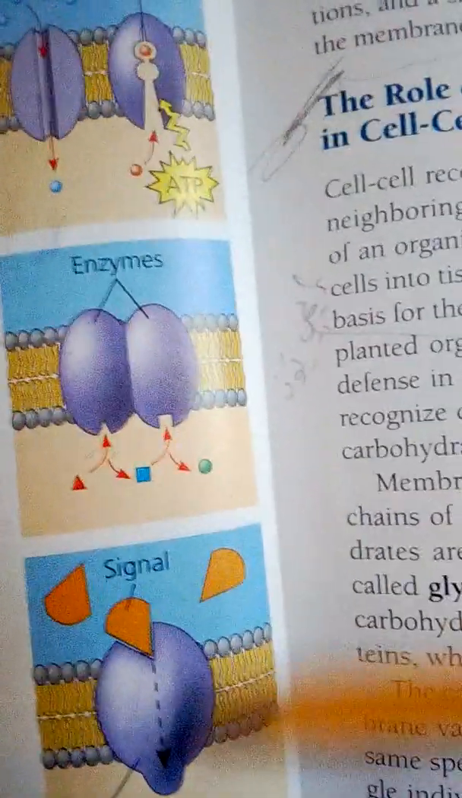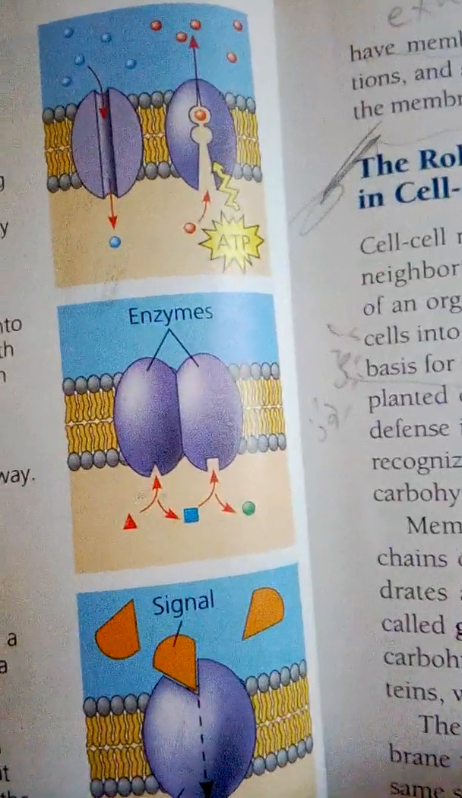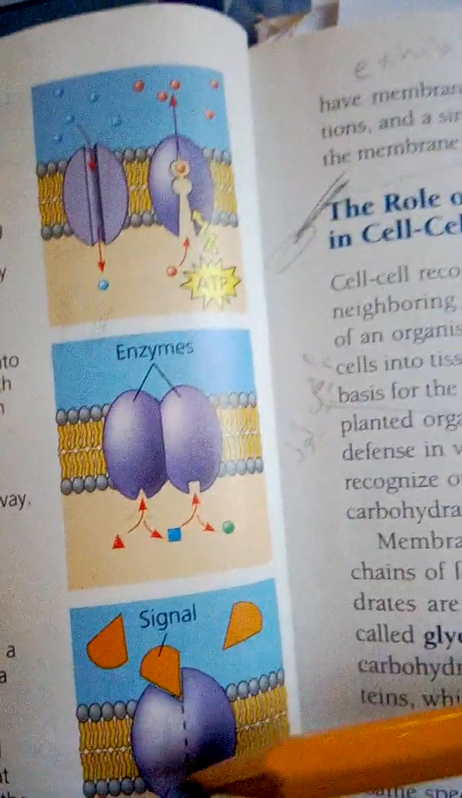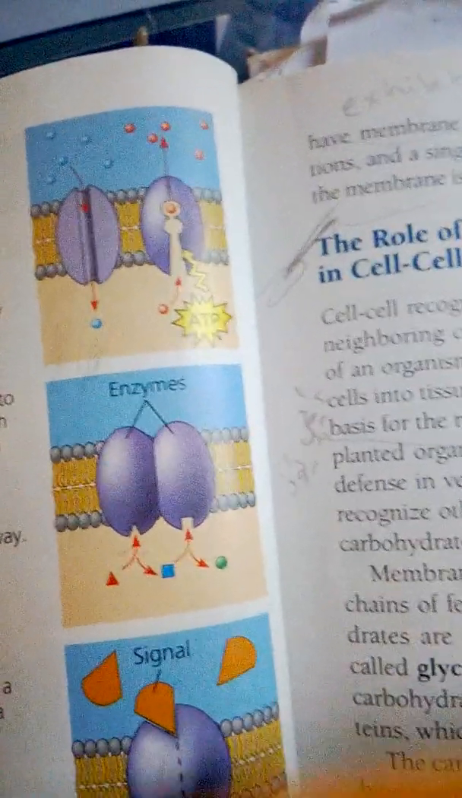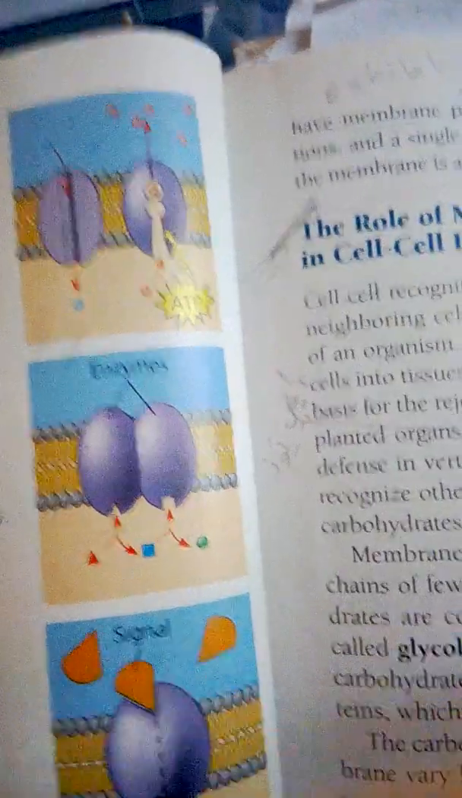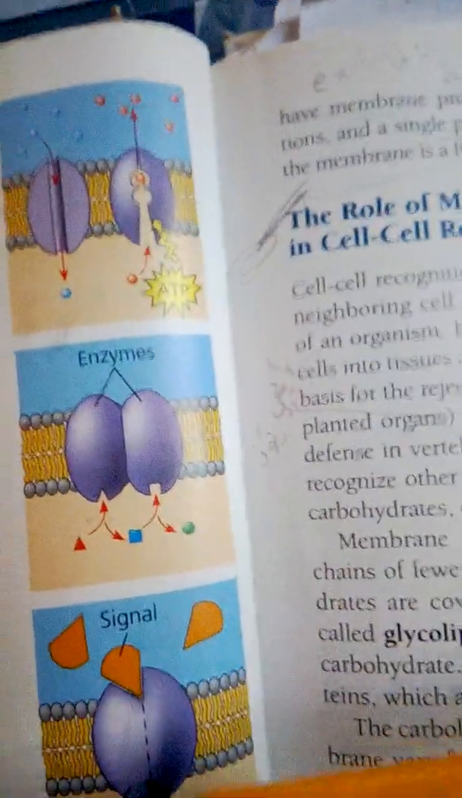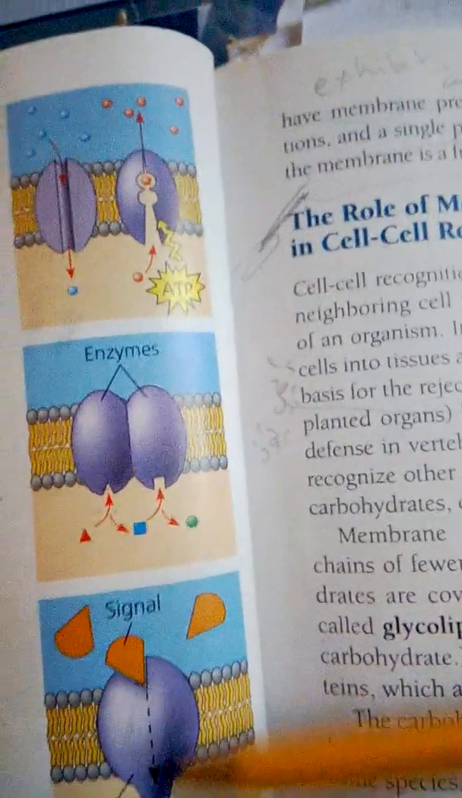Notice the signal transduction. A membrane protein may have a binding site with a specific shape that fits the shape of a chemical messenger, such as a hormone. The external messenger signal may cause a conformational change in the protein receptor that relays the message to the inside of the cell. Notice that.